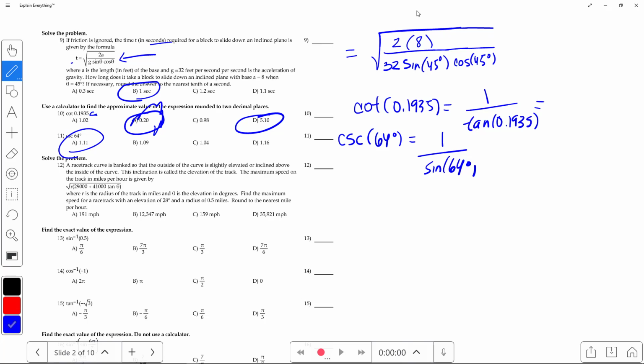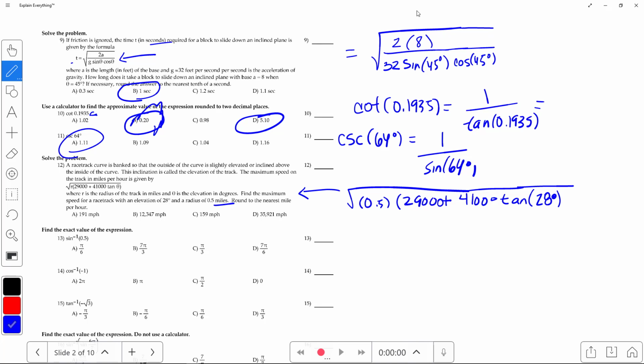Alright, number 12, racetrack. We're given this maximum speed is given by this formula, and this is one of these where you're just going to plug everything in. So I have the radius of 0.5, and then it says 29,000 plus 41,000, and then times the tangent of 28 degrees, so be sure you're back in degree mode, and you should get 159.